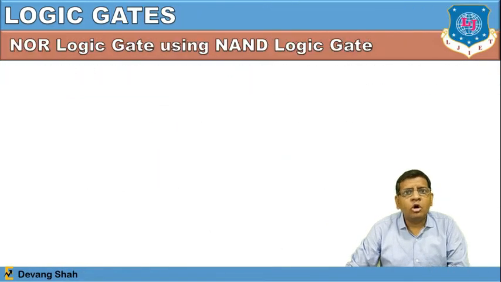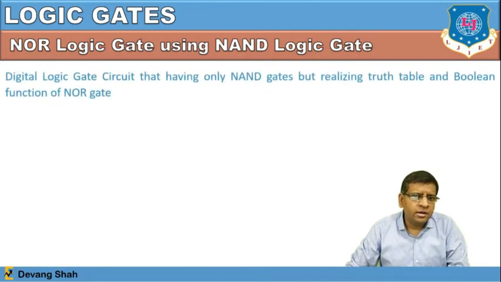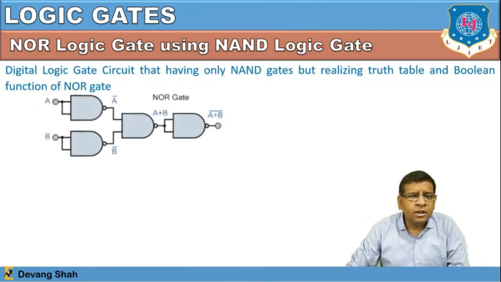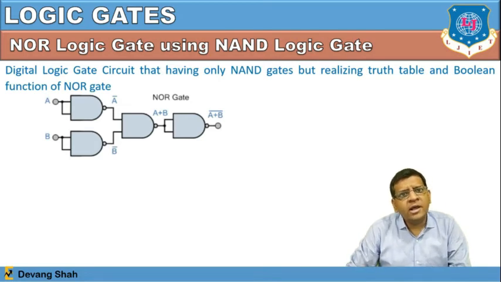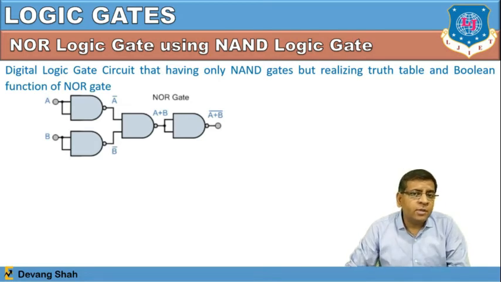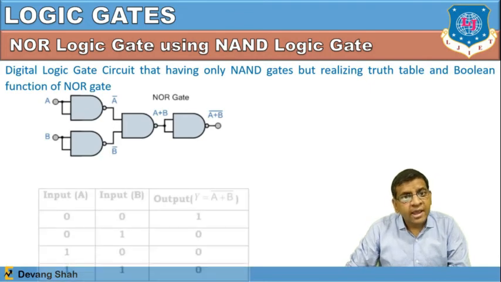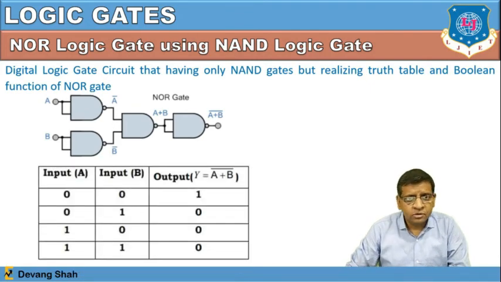So it's just OR plus NOT. You already know how you can make the OR gate using the NAND gate, and then you just put the NOT, and you can have a NOR gate. It's very simple, right? Once you realize the OR gate using the NAND, you'll have A plus B, then you just put the NOT gate, you will have A plus B, whole bar. So that's the implementation of NOR gate using the NAND.